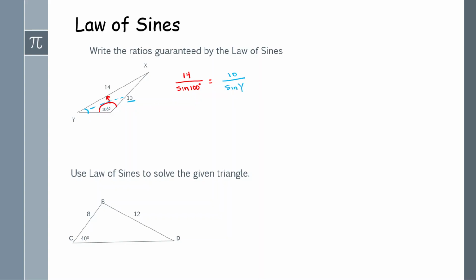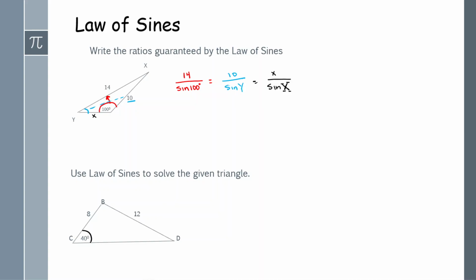And if I know the 100-degree angle and I know Y, I could find X, because all triangles add up to 180 degrees. So my last ratio then would find side X over the sine of X. And since I just found angle X, I now would only have one unknown of side X, and so we could solve the triangle. So let's do that process with this one.